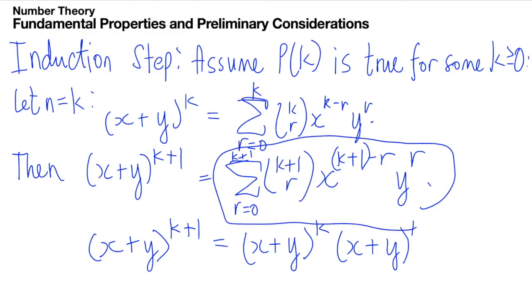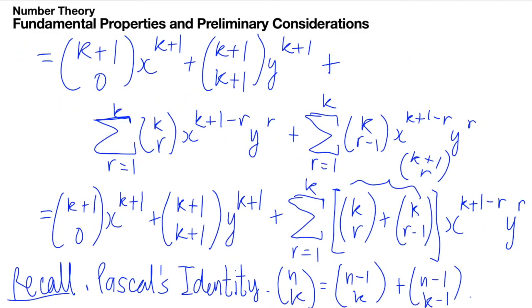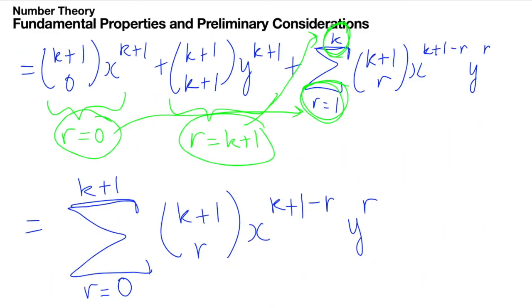Okay, let's look at it again. Let's read this. Summation of k plus 1 choose r, x raised to k plus 1 minus r, y raised to r, running from 0 to k plus 1. And this is our last line, which is exactly the same as our induction hypothesis.